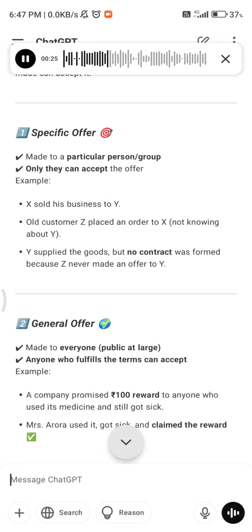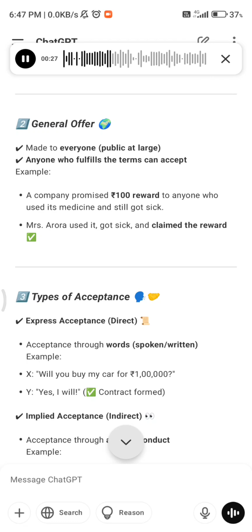2. General offer. Made to everyone, the public at large. Anyone who fulfills the terms can accept. Example, a company promised 100 reward to anyone who used its medicine and still got sick. Mrs. Aurora used it, got sick, and claimed the reward.